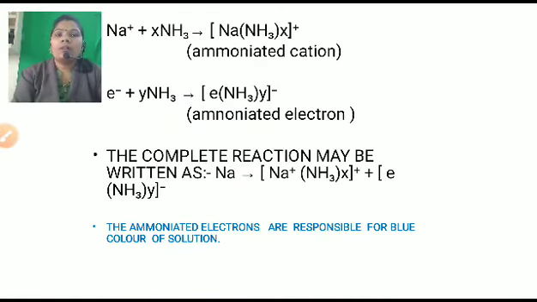Due to this property, sodium metal in liquid ammonia, which is used as a solvent, is used in a number of reduction reactions, for example Birch reduction. In Birch reduction and a number of other reduction reactions, we use this type of solvent. Okay, this is about alkali metals in liquid ammonia. This is very important from the examination point of view.